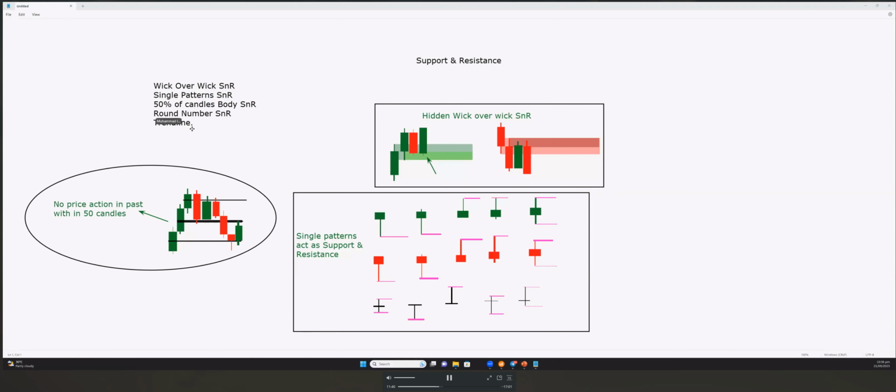Okay. And then round numbers. What is a round number? It's a price. When we look at a chart, you will sometimes find these types of round numbers like that.